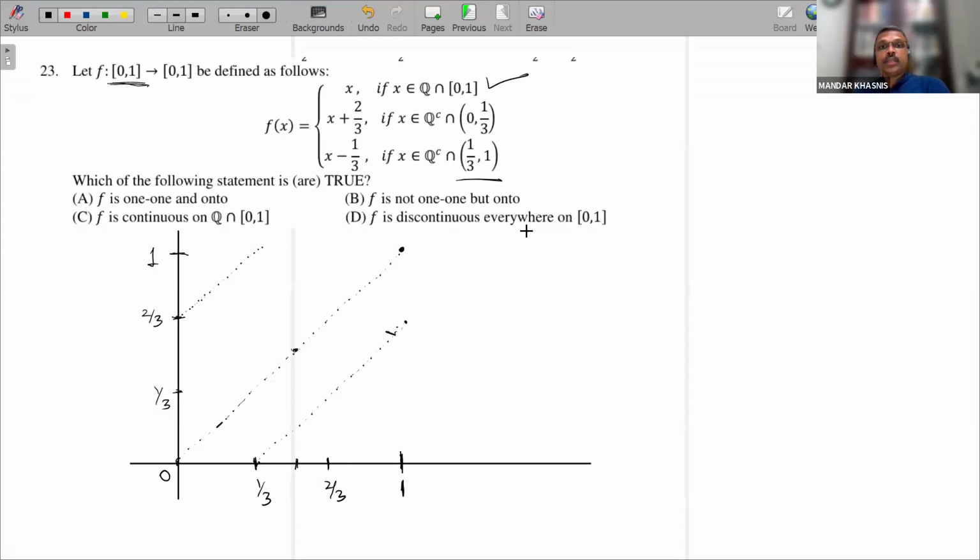It's discontinuous everywhere on 0, 1. Is that clear? Because you take any point. If it is rational, it is over here, but nearby there are irrationals whose images are above, very far. So in that sense, it is discontinuous everywhere. That's the first thing. Now we have to see one-one and onto.